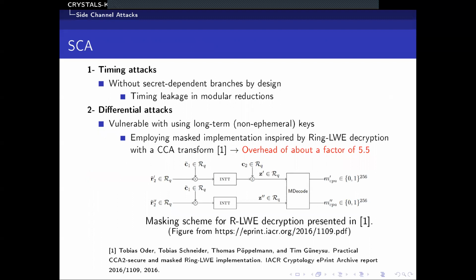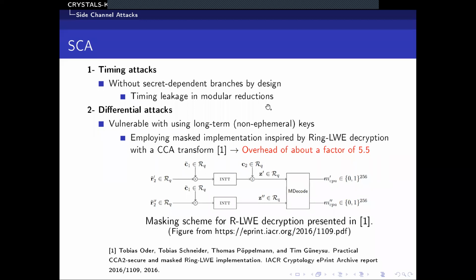For side channel attacks, we should consider the timing attack. As you know, Kyber doesn't have any secret-dependent branches, so it can be implemented securely. But designers should consider using constant-time modular reduction to avoid timing leakage in this part.